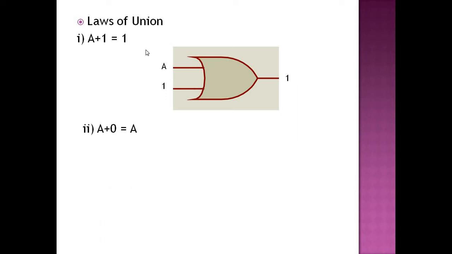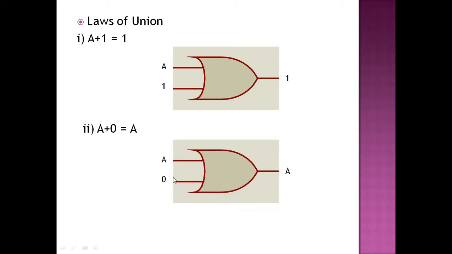In the second rule, A plus 0 is equal to A. It means that if one input of the OR gate is 0, then the output of the OR gate depends on the second input. If A equal to 0, then the output of the OR gate is 0. If A equal to 1, we get the output of the OR gate as 1. So this rule says that when one input of the OR gate is 0, the output depends on the second input.